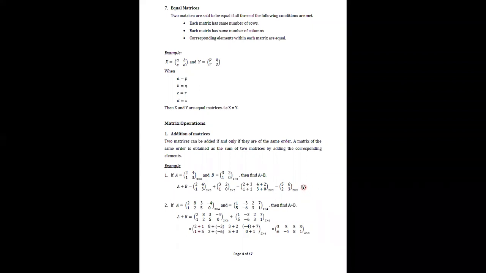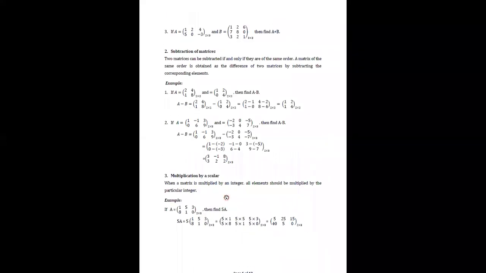Therefore, if you add any two matrices which are conformable for matrix addition, you will get the order of the resultant matrix as the order of the initial matrices which you have considered for the matrix addition. Here you can see that the initial matrices have order 2 by 2, and here as well 2 by 2. Then the resultant matrix also has order 2 by 2.